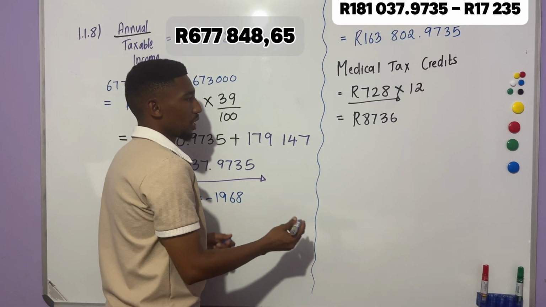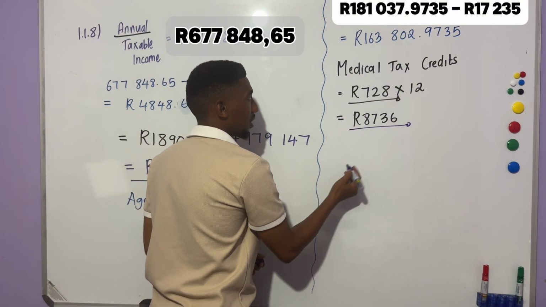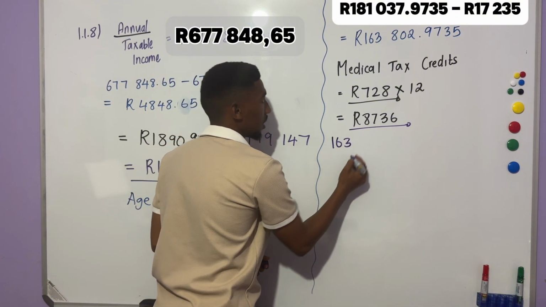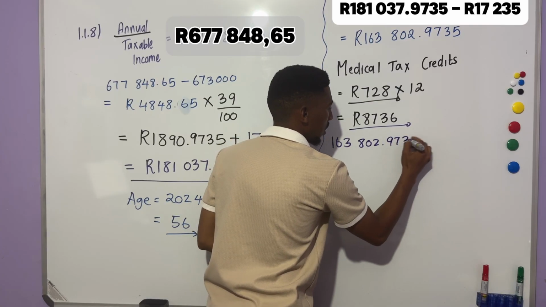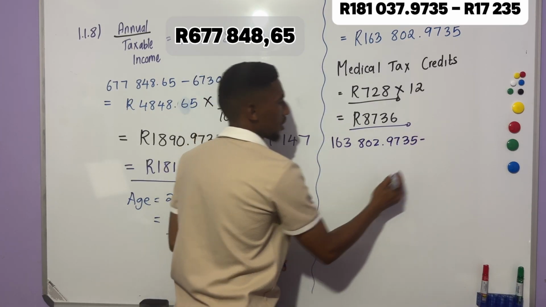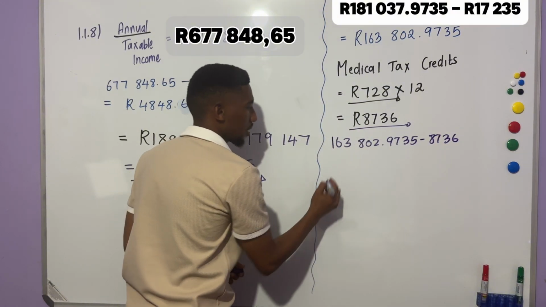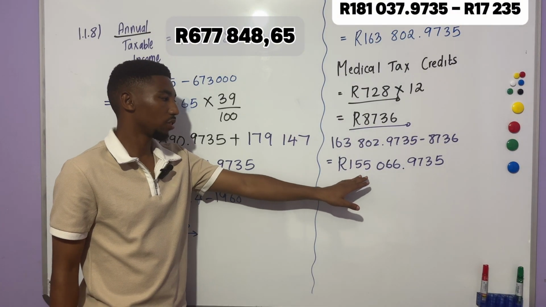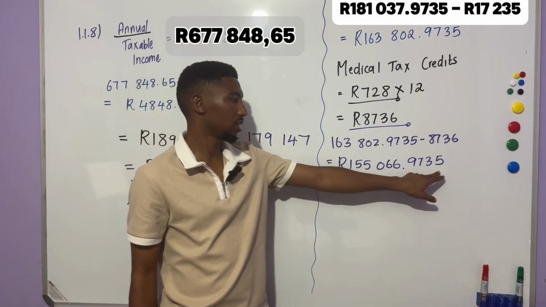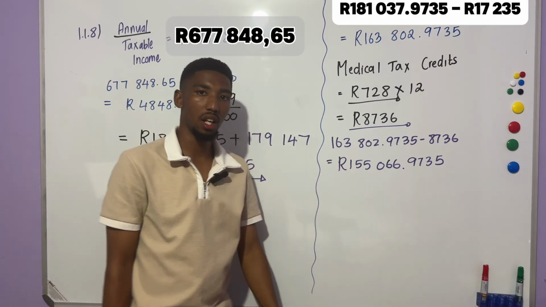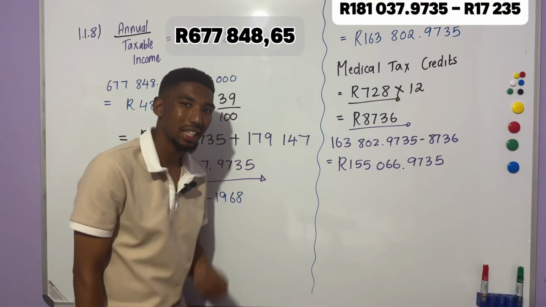Now we know that the medical tax credits here, again, we're subtracting. So 163,802.9735, we subtract the medical tax credits, we end up with an answer of 155,066.9735. Now, they want to know in the question, what is the monthly tax payable?